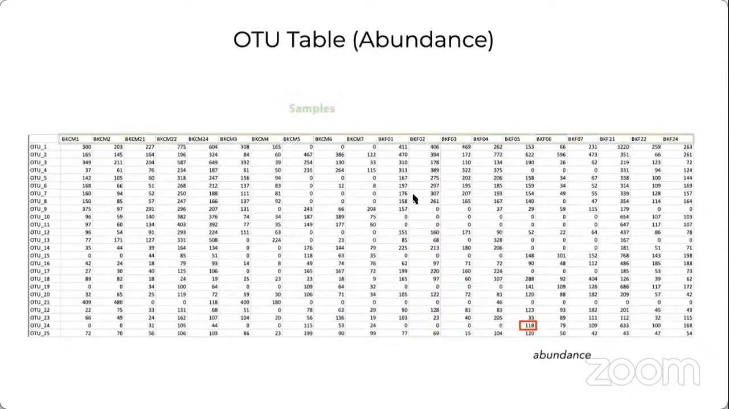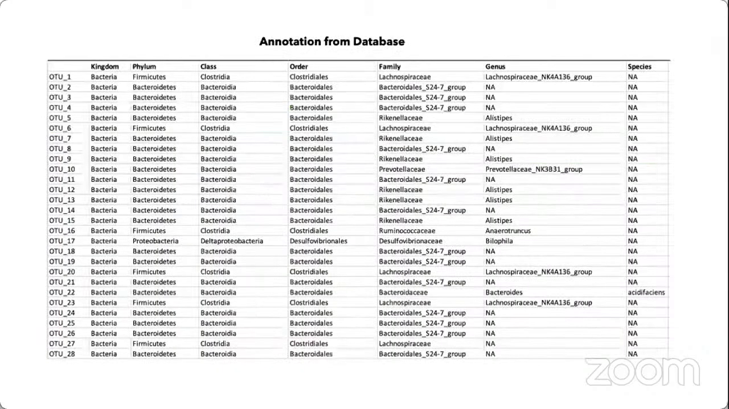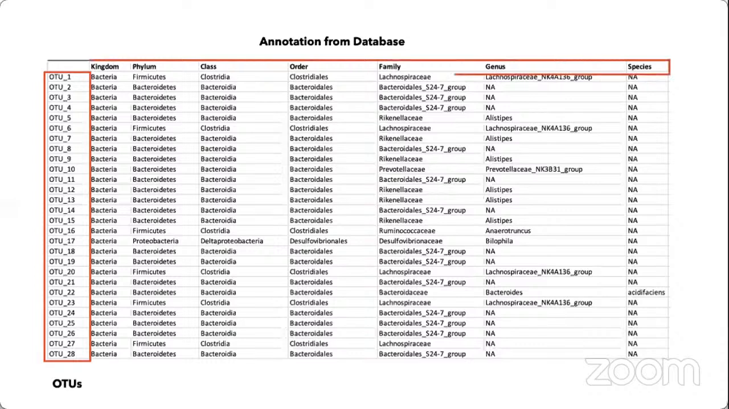So these are the three different types of structured data that we will be dealing with over the course of this program. And we spoke about the operational taxonomical unit that groups the sequences based on their similarity level into different levels of the taxonomical order.